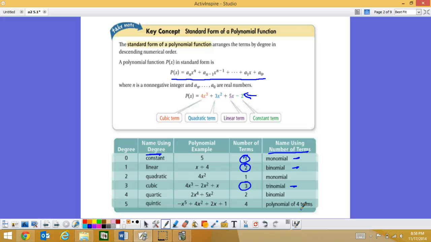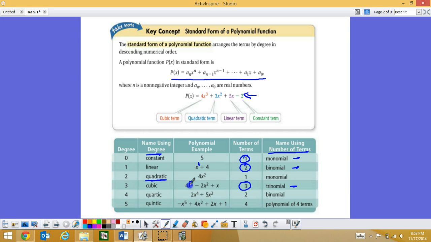Now, as far as degree goes, it's by the largest exponent on the variable you see. Constants have a degree of 0 because there is no variable. Linear polynomials have a degree of 1 because the largest exponent on the variable is 1. Here the largest exponent is 2, so that's second degree. We've talked about those for about a month now, and those are quadratics.